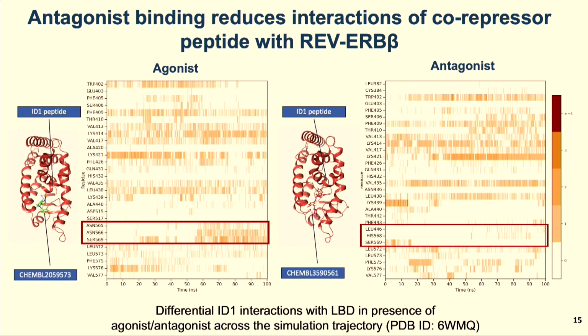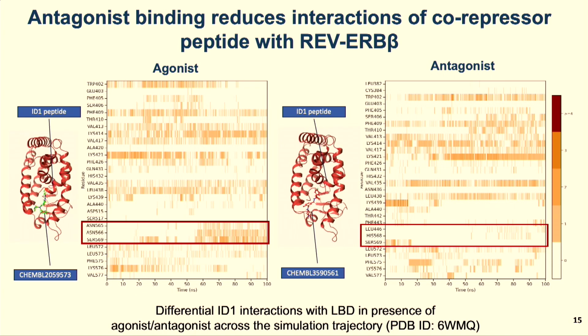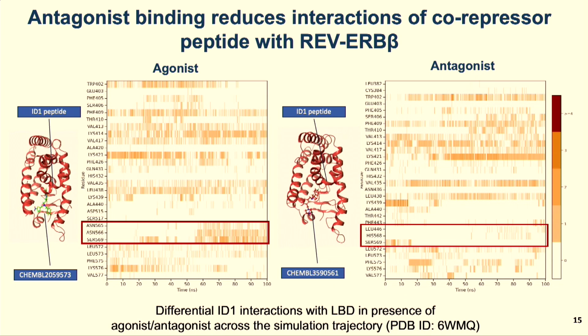he docked all of these in this particular pocket, and we ran the simulation. So I'm just showing you the result for one of the agonists and one of the antagonists. And what you could see is that in case of agonist, there are these interactions which are being formed with the conserved regions of Rev-Erb and the ID peptide, whereas in case of antagonist, we don't see these.